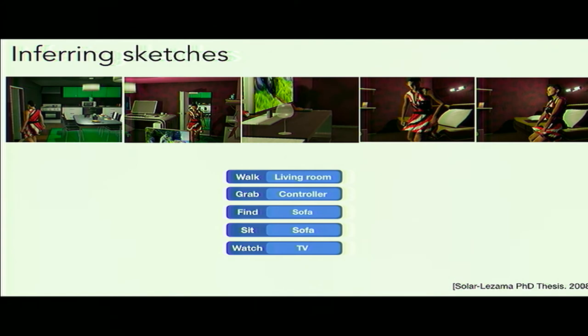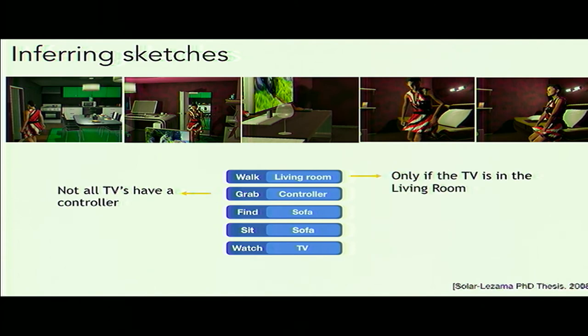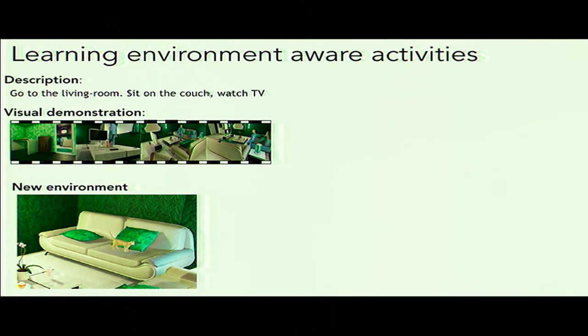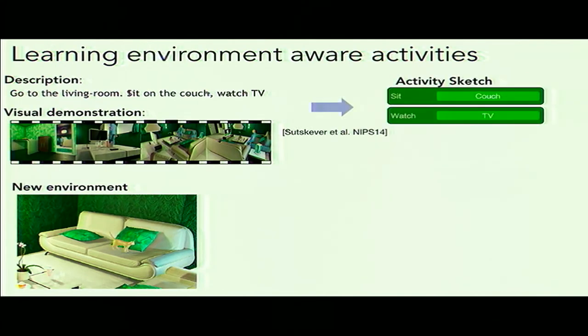based on computer programs. And the idea is, instead of predicting a full program, what we want to do is predict a sketch. The idea is that we don't want to predict all the things about the program. We don't want to predict the things that have to do with the environment. We don't care if the TV is in the living room or that we need a controller. What we care about is the essential instructions of this program. So instead of predicting the full program, we will start by only predicting the sketch of the activity, and we again can do that by using a sequence-to-sequence model or any model that goes from a video to a description.